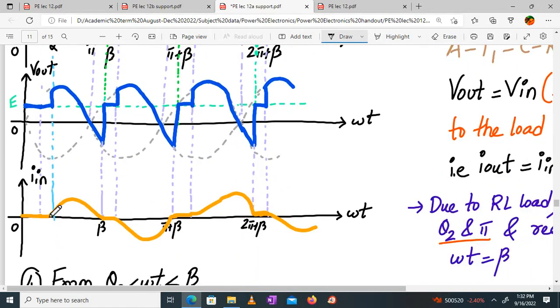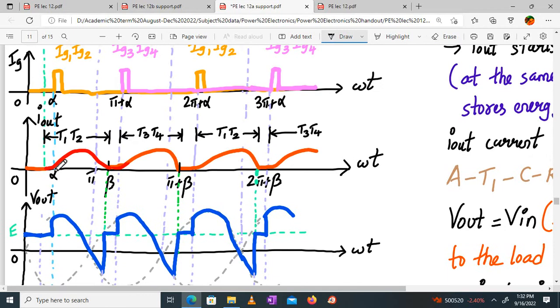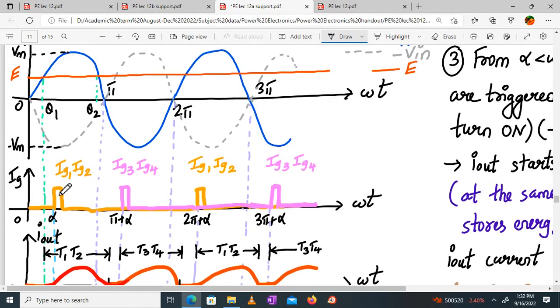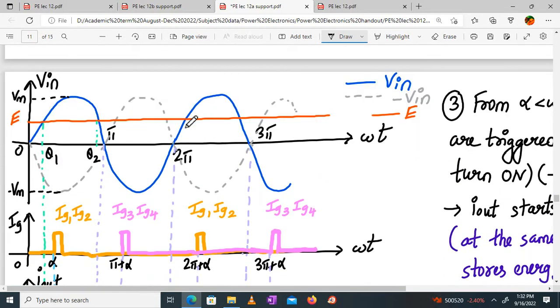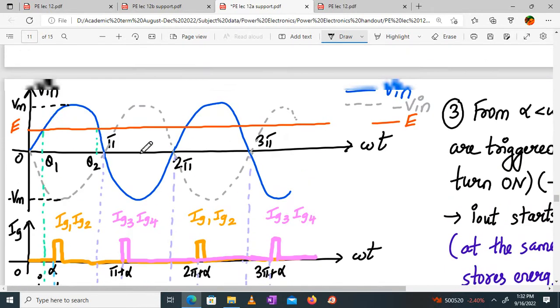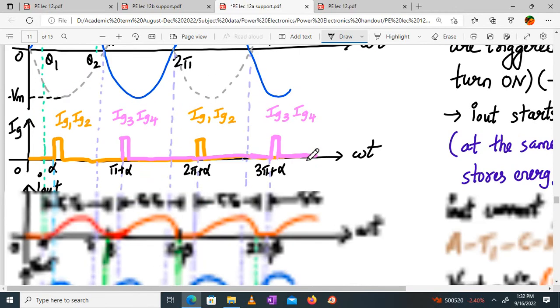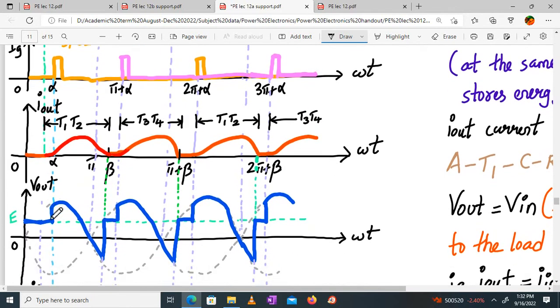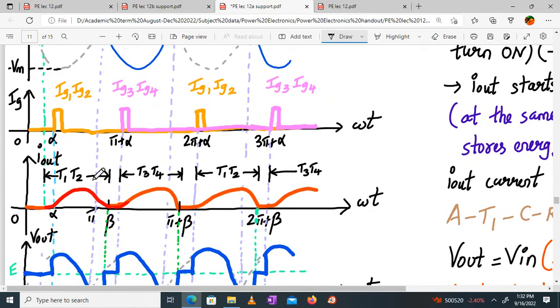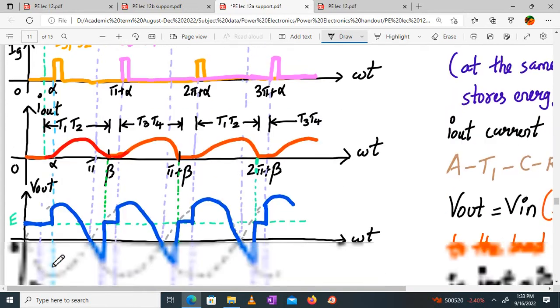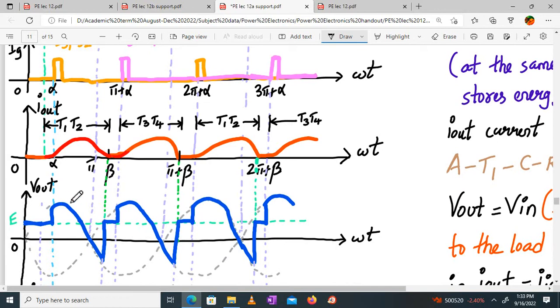Output current will be 0, right? Input current will be 0, right? After alpha it starts increasing. Now T1 and T2 are triggered on. Leave that, you have understood this, right? I need not show that waveform, and E is like this, constant. Now I out: T1 and T2 are triggered on, so current will start flowing. It will increase, right? Also, my output will be equal to input. Output will follow the input voltage as long as T1 and T2 are on. Okay? So that is what is happening. It will follow the input till pi.